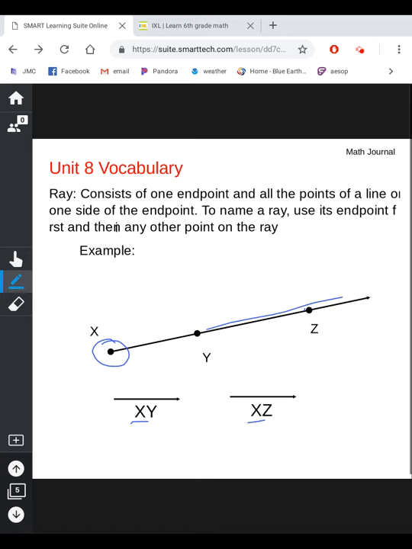Because even though there is a point at Y, the line still continues on past Z, so that is why XY would work. And as you can see, when I am identifying it down here, you'll see that my line has nothing on this end, but has the arrow on this end to signify a ray. So it starts here, and then that arrow shows that the ray is going on and has no end.